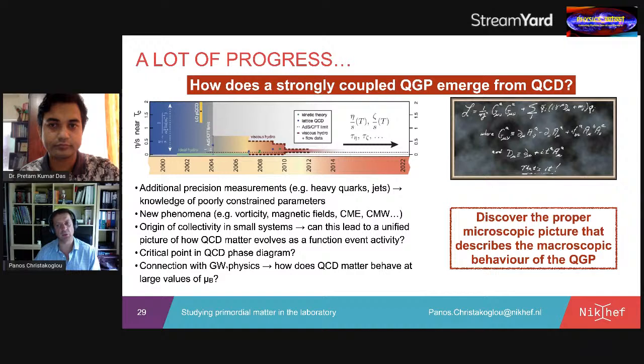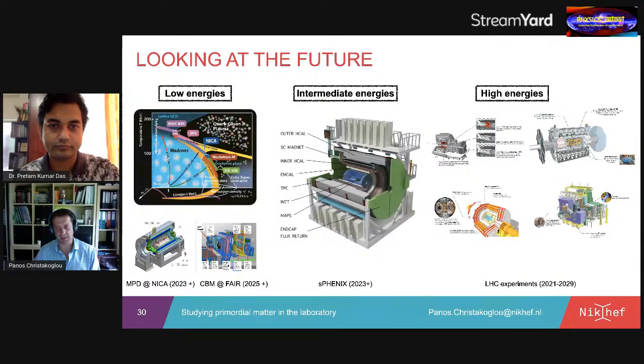At the end of the day, what we do need to do is to discover the proper microscopic picture that describes the macroscopic behavior of the quark-gluon plasma. Now, the last couple of slides, very quickly. So the future is quite bright in this line of research.